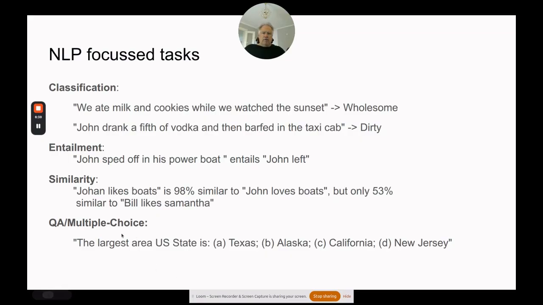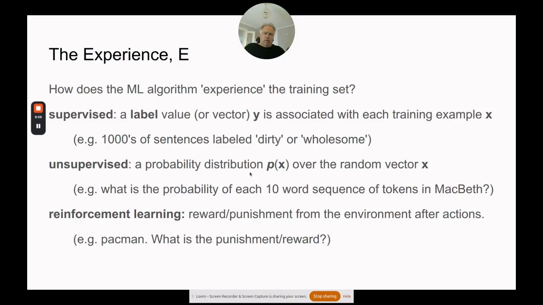Finally, we have question answering, but a simple version of question answering. That is, multiple choice. So what is the largest area U.S. state? That would be Alaska, right? Okay, so these are some more specific tasks. So this is the T in the machine learning that we experience. Now let's go to the E, the experience itself.